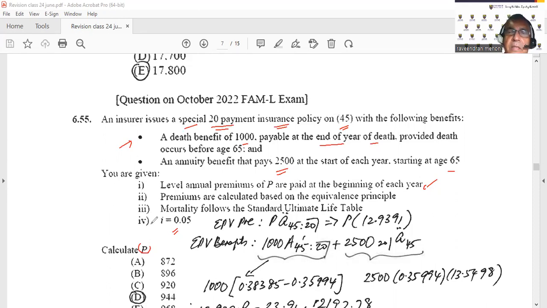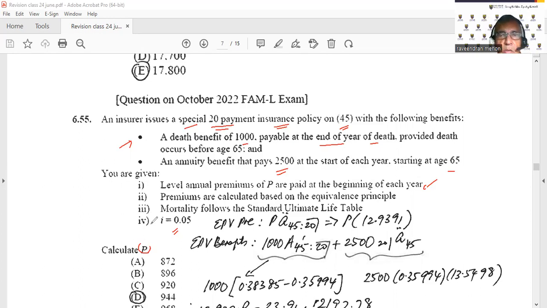So we are looking at the equivalence principle. We know that we have to write the expected present value of the premiums equal to the expected present value of your benefits. So basically you need to refer quite a bit to your tables. I've done the work there. You can look at the tables yourself instead of me reading off the tables here.